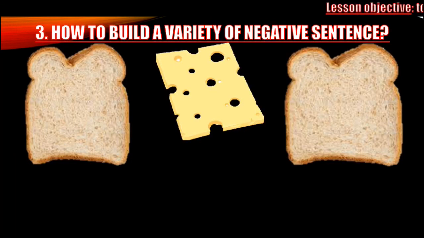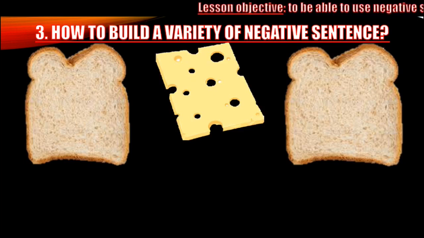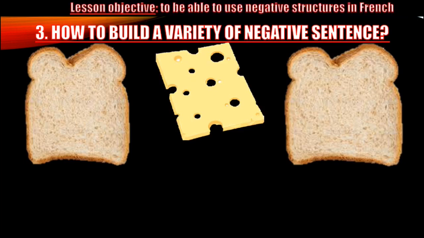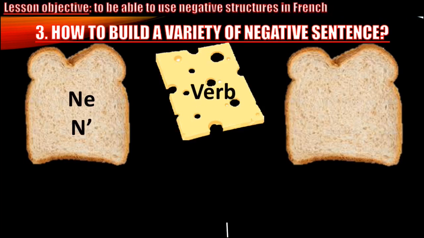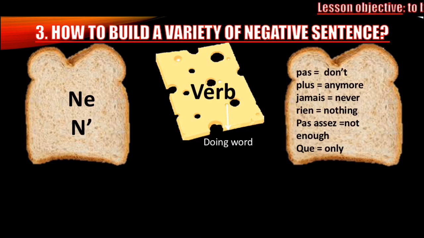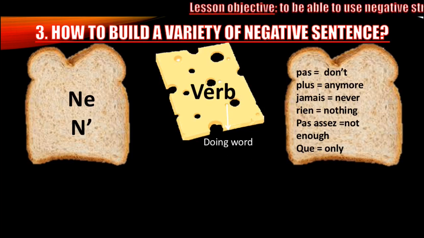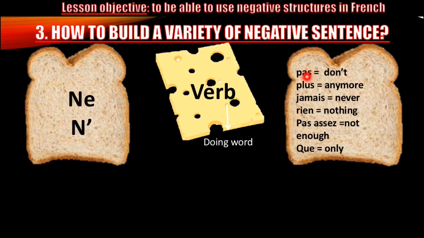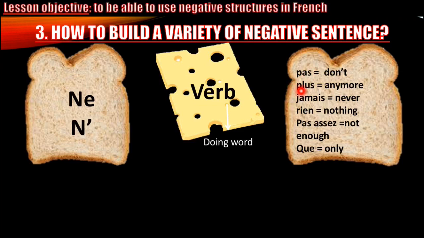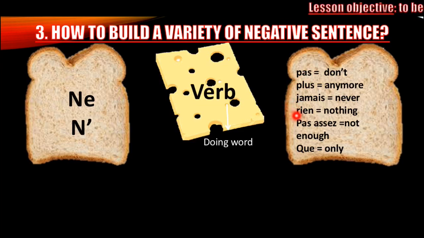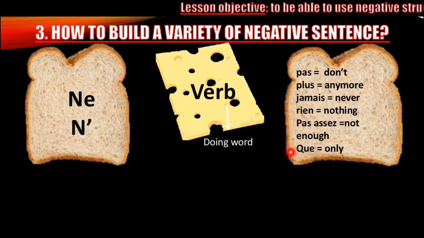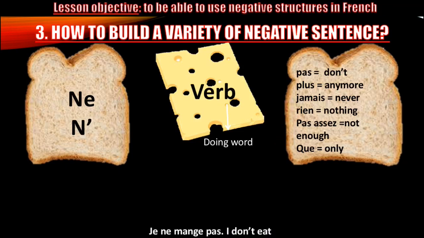Now if we wanted to look at building a variety of negative sentences, we'll be using the example of the sandwich again, starting with ne, followed by a doing word, a verb. The difference is we don't need to use pas only. We could be using plus, jamais, rien, pas assez, or que. And that gives us examples of sentences.